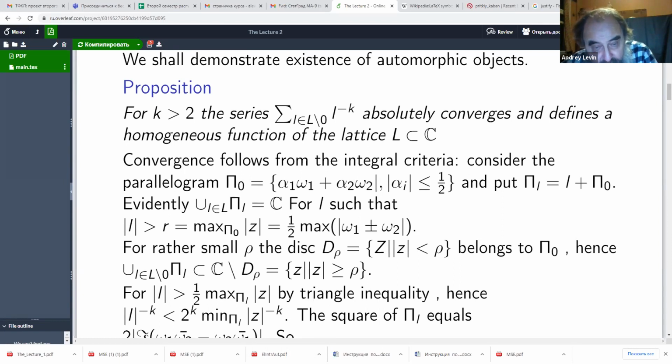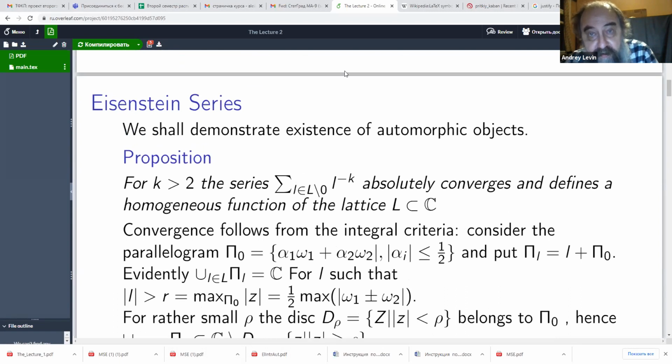I will draw a picture. So this is my lattice. I take such a parallelogram and fix also two disks: one which is inside it, and another which contains it. So this will be R, and this will be rho.